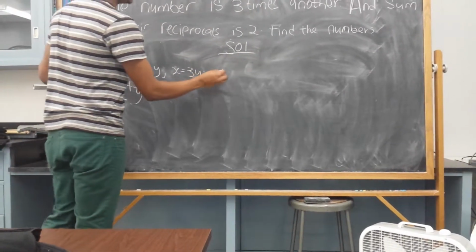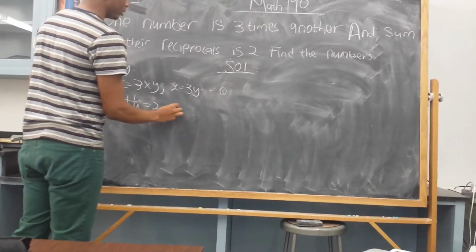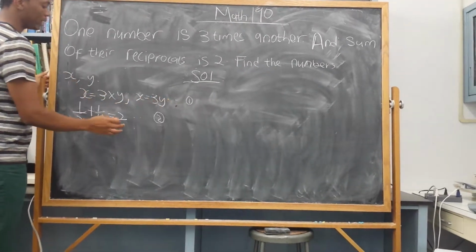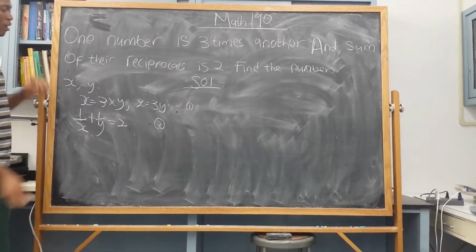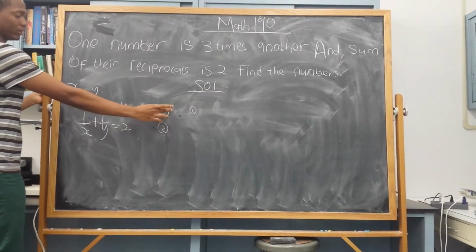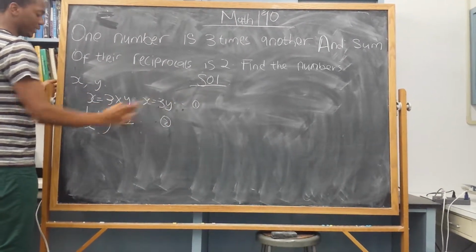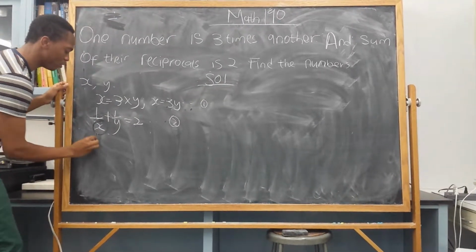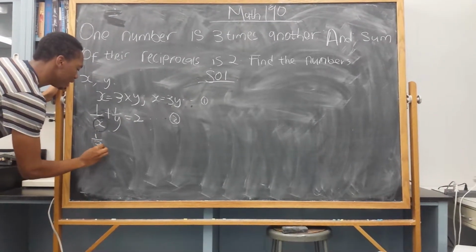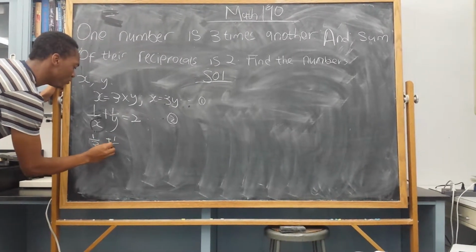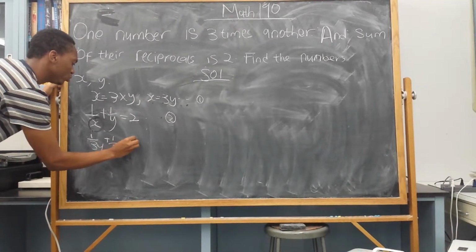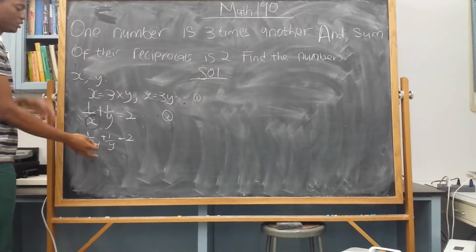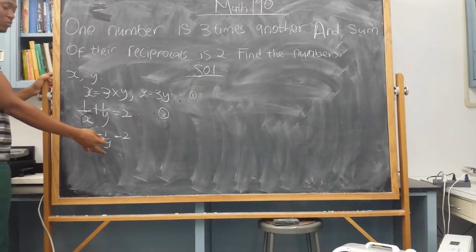By the way, let's call this equation 1 and call this equation 2. Equation 1 and then equation 2. From equation 1, we see that x is equal to 3y. If we put this in place of this x, we should have 1 over 3y plus 1 over y equal 2. Now from this, you can easily solve this equation because the variable is just one. We only have y.